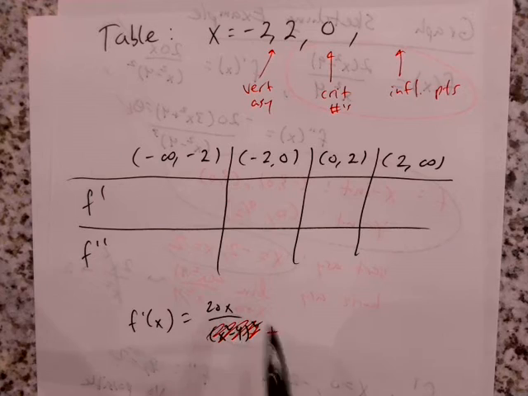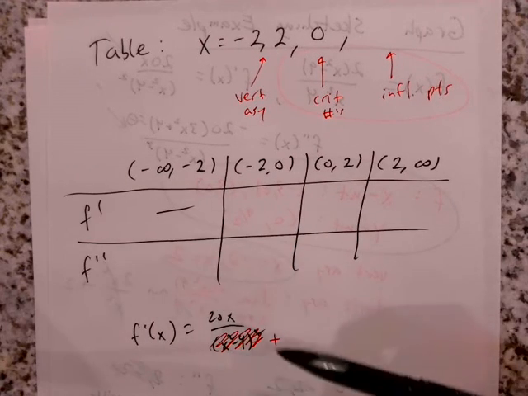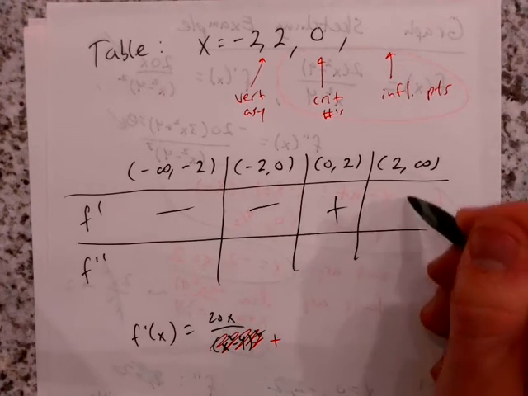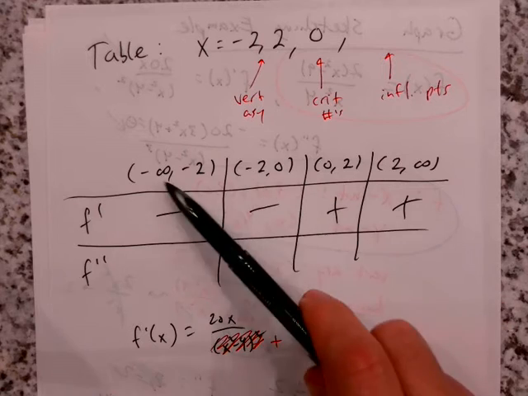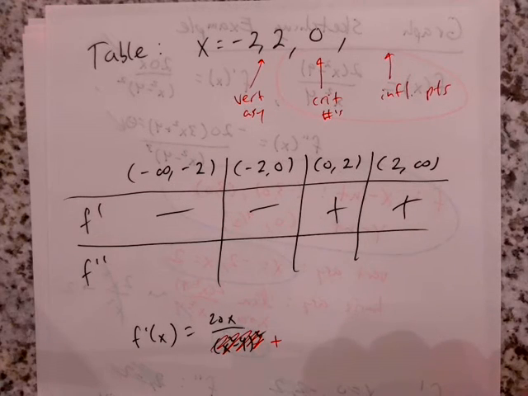For -3, it's negative. So we'd have a negative number over a positive, negative. For -1, also negative. For 1, it's positive. For 3, it's positive. So we pick a number from each interval and we plug it into f prime to see what its sign is.